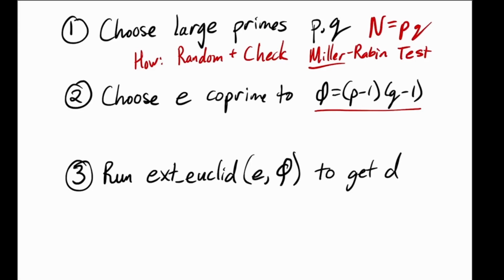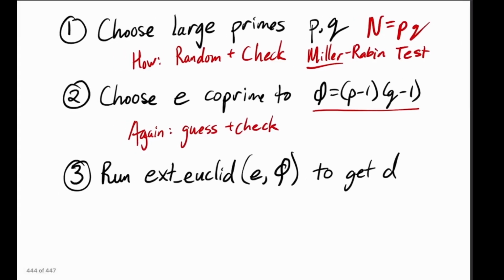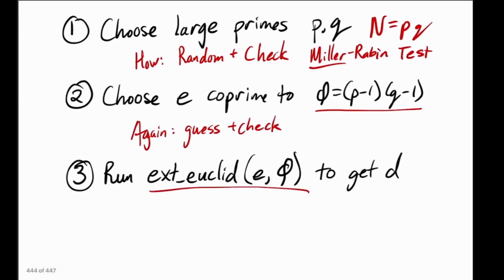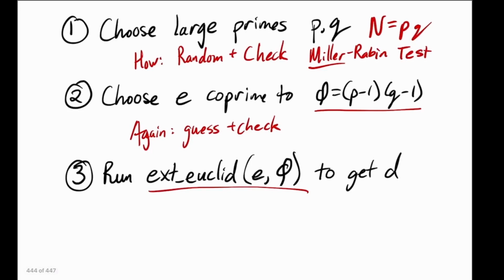And again, if you want to do this, you can just guess a number by randomness and then check if it's coprime. And the way you would check it is, well, you would just run Euclid's algorithm. And if you're going to run Euclid's algorithm to check if it's coprime to phi, you might as well run the extended version. And when you run the extended version, you get d, right? So you end up with e times d is congruent to 1 mod phi.